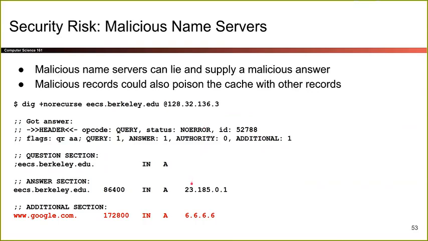Not only can they give me a bad answer here, maybe they could change this to 6.6.6.6 and tell us that eeks.berkeley.edu has address 6.6.6.6. But even worse, in the additional section, they can give us extra information. Maybe they can tell us that google.com is 6.6.6.6. So now this malicious Berkeley name server has poisoned the cache for other websites like Google. It can do this for Google, Amazon, Facebook, you name it, whatever tech giants there are.